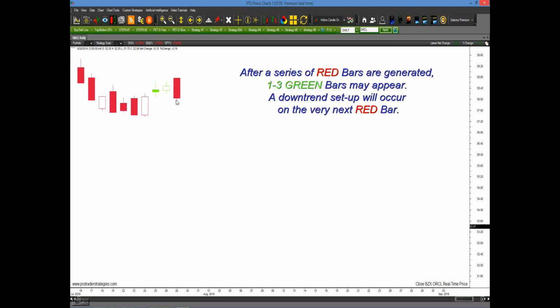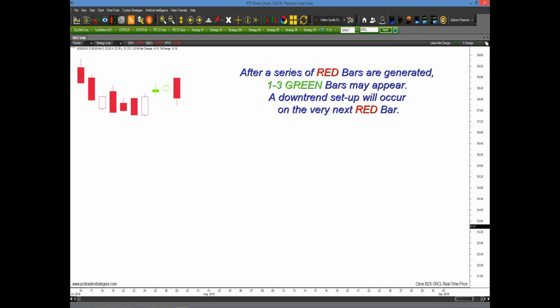What are the rules? After a series of red bars are generated, well, here's the series of red bars, 1 to 3 green bars may appear. Well, we have 2 green bars appearing. A downtrend setup will occur on the very next red bar, okay? All right, so we only had 2 bars. Remember, if we go past 3 green bars, that may be pushing it. So we want to see 1 to 3 green bars only.